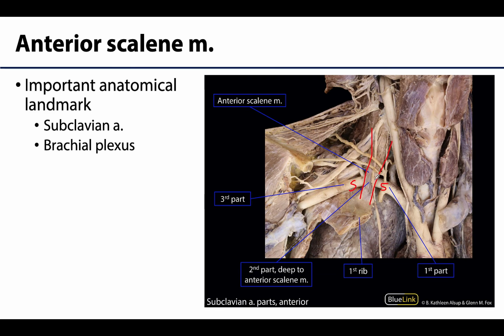It actually subdivides the subclavian artery into a first part, medial to it, a second part, the subclavian artery deep to the anterior scalene, and a third part, the subclavian artery lateral to this. You'll talk about this relationship a bit more with Dr. Fox when you get into the vasculature. But that close relationship with the subclavian is important. Additionally, it's very close to the brachial plexus. All of this right here are components of the brachial plexus, which is hugely important for the innervation of the upper limb.